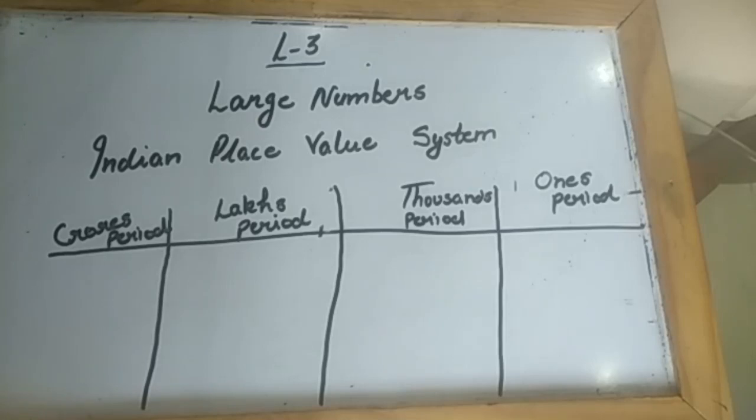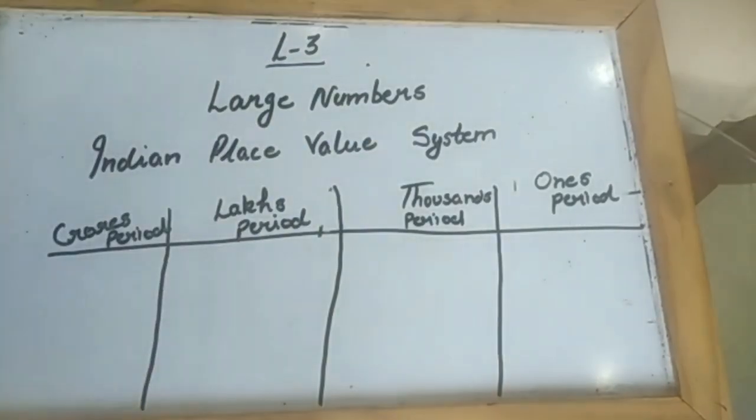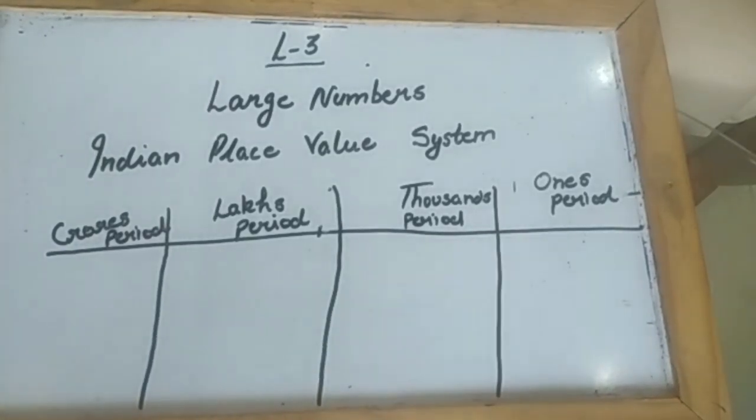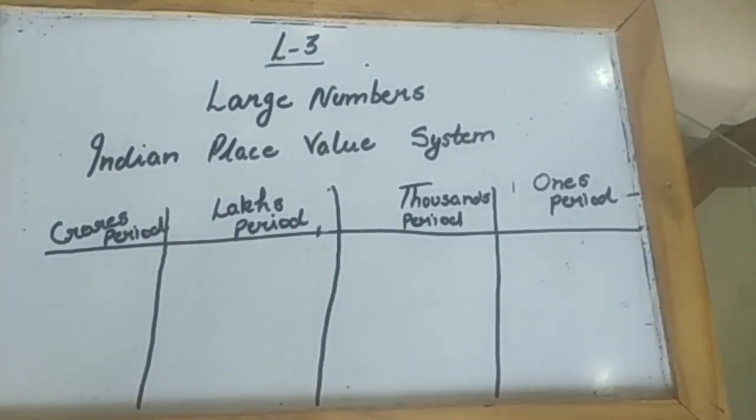Class, today we start with lesson number 3, which is large numbers. Before I start with this chapter, first of all we will learn about the Indian place value system. You must have learned it in your previous class, so let's just revise it.